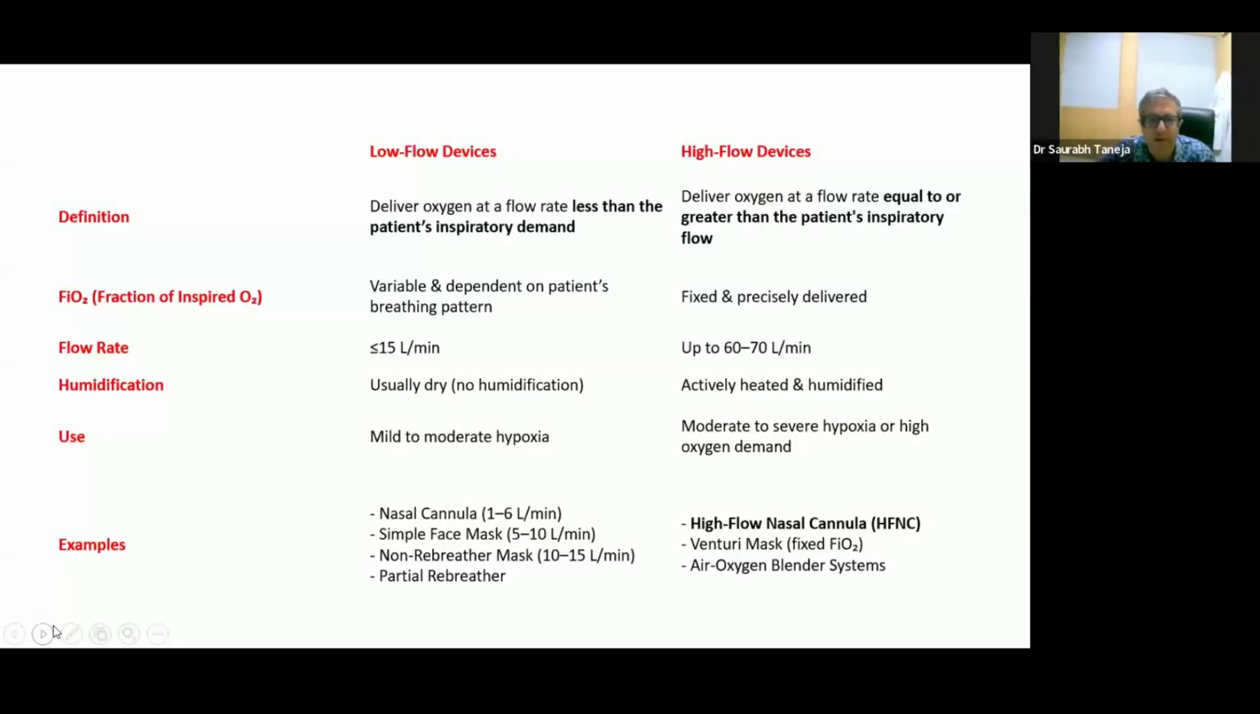Therefore, in a low flow device, there is entrainment of air, and the FiO2 that is actually being delivered to the patient is variable. So low flow devices give variable FiO2 to the patient. Next slide.